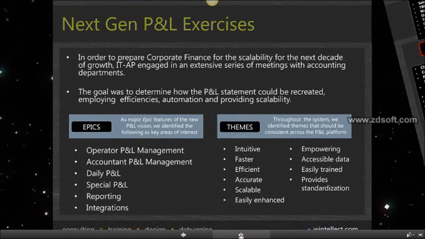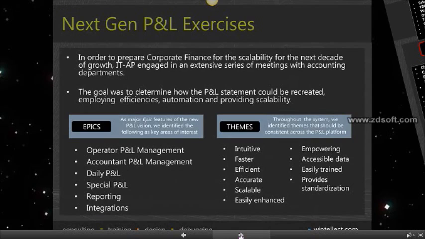Now this is after a couple of workshops with the same group of people, and many days of churning through this information, but here's what we came up with. In order to prepare corporate finance for the scalability for the next decade of growth, IT engaged in an extensive series of meetings with accounting departments. The goal was to determine how the profit and loss statement could be recreated, employing efficiencies, automation, and providing scalability. So that's kind of a mission statement for this exercise we were going through.